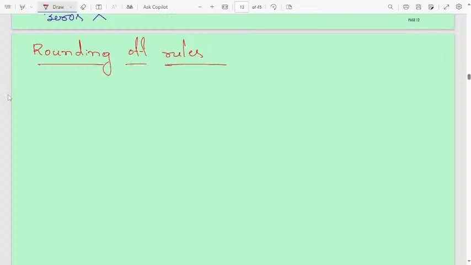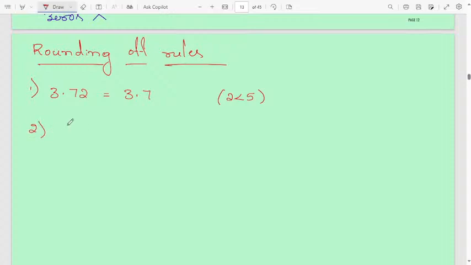First one, rounding to two significant figures. I will explain how to round off to two significant figures. For example, 3.72, rounding off to two significant figures. Here it will be 3.7. After 7, the next number, if it is less than 5, then you have to write that same number. If the next number is more than 5, then you have to jump to the next number.